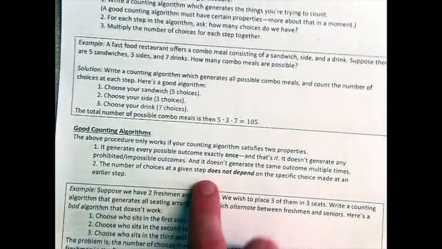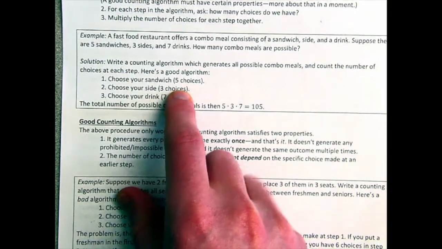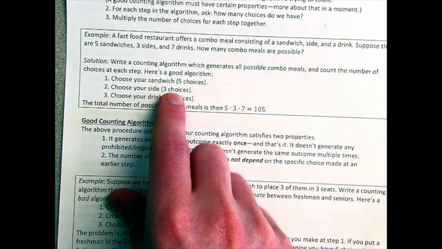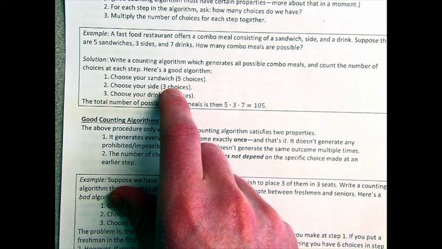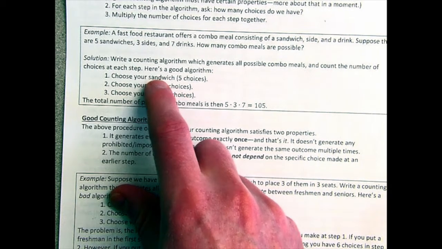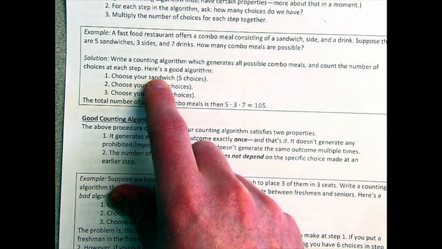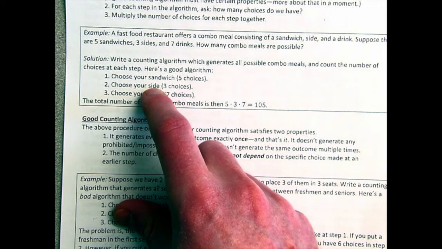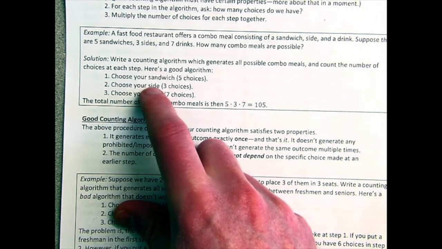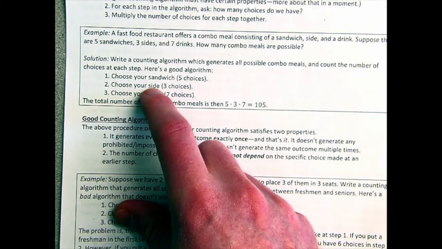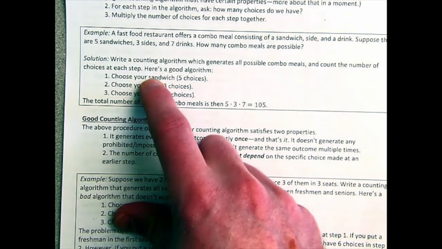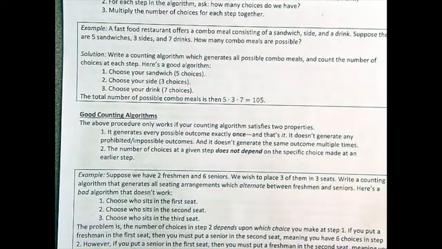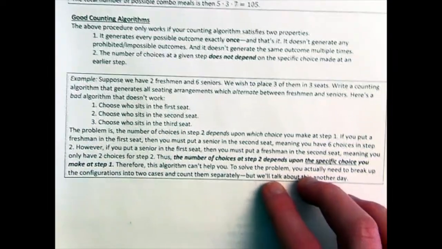So, what I'm saying here is, when you choose your side at step 2 in this algorithm, you have 3 choices. And you have 3 choices no matter which specific choice you made for your sandwich. Whether you went with the turkey sandwich or the ham sandwich, you still have 3 choices for your side. In other words, the number of choices at step 2 does not depend upon the specific choice you made at step 1. And that is really important. It's very easy to write down an algorithm where that's not true and not realize it.